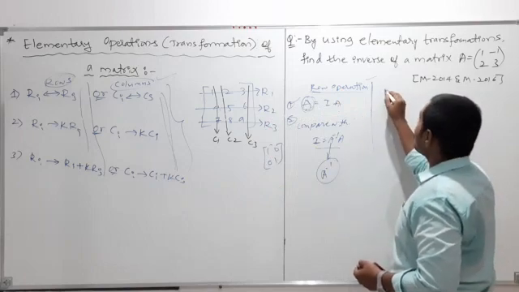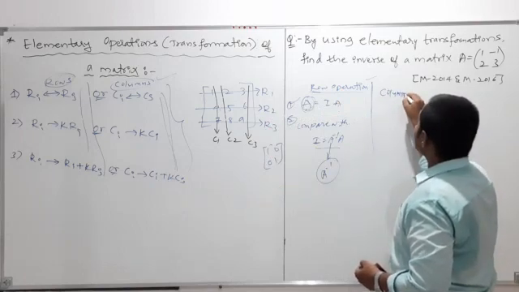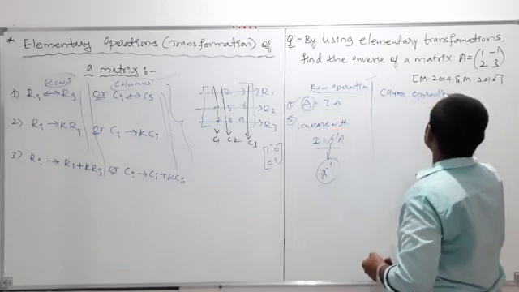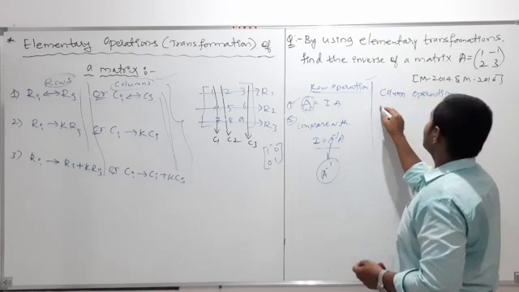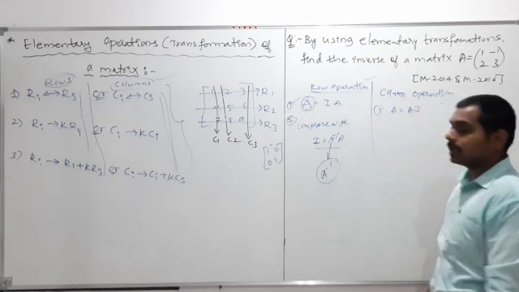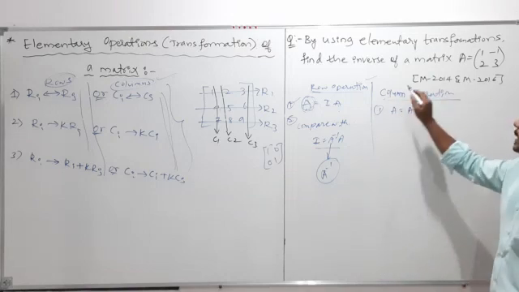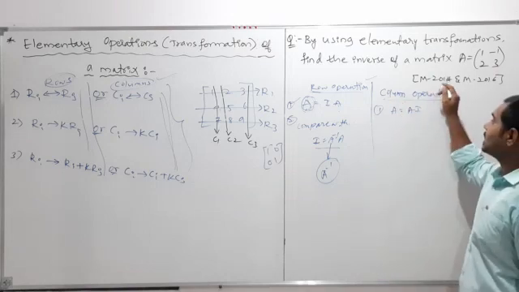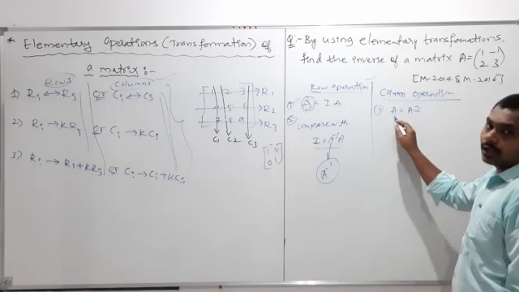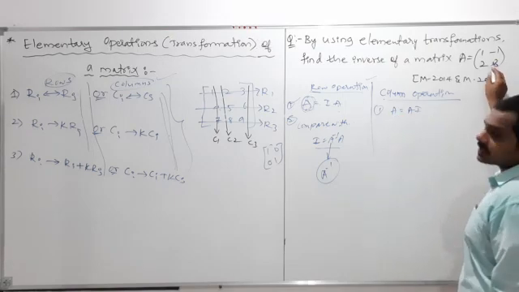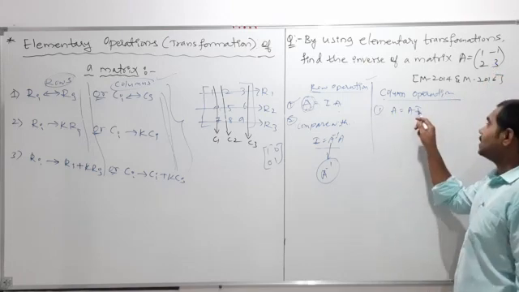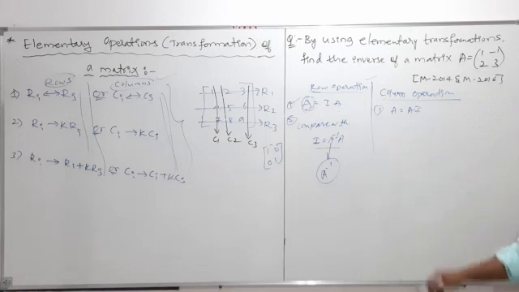If you are interested in column operation, then here, my dear students, the first step is you can write A as A into I. Clear? If I want to apply the column operation, first you should write A equals A into I, and again this LHS part you should replace with the given matrix 1 minus 1 2 3, and write A as it is, but in the place of I you should write the identity matrix.